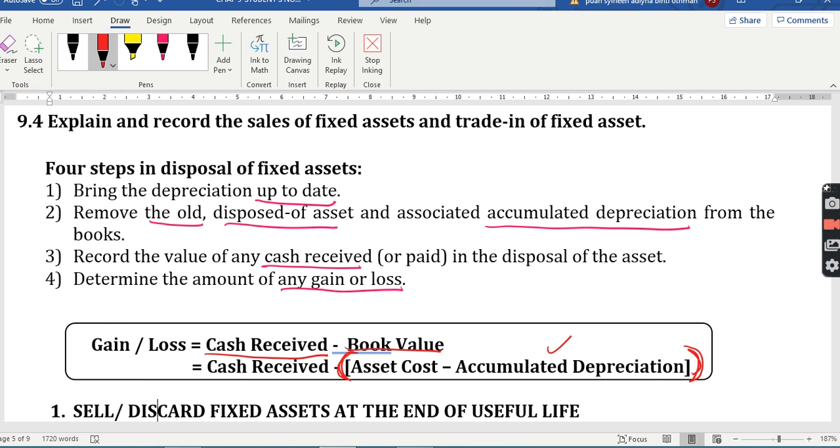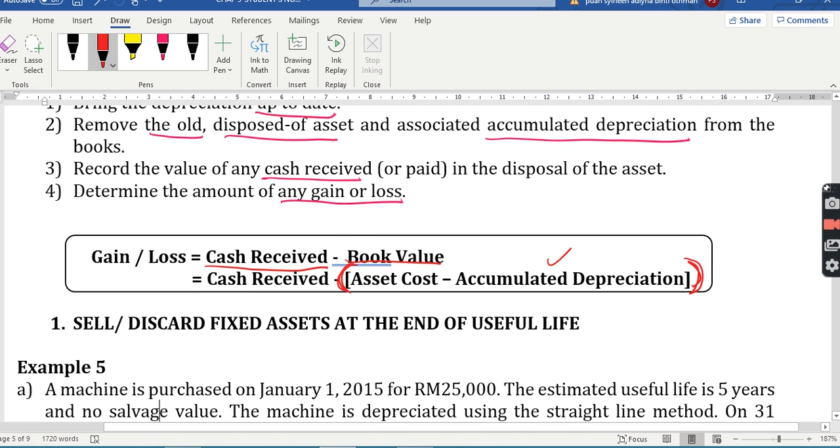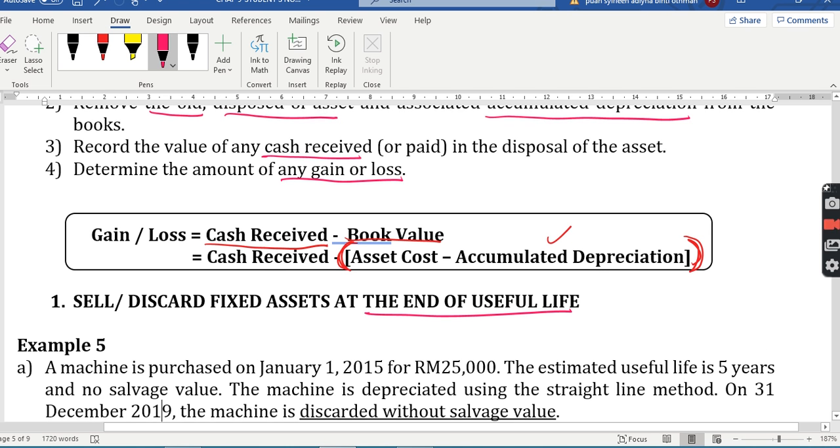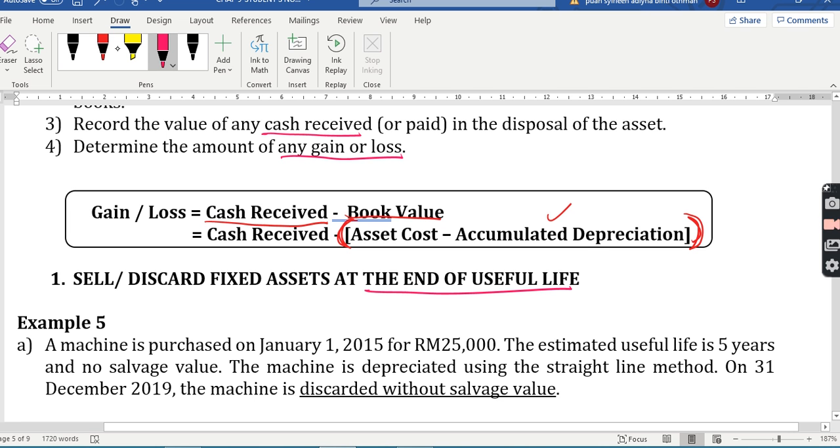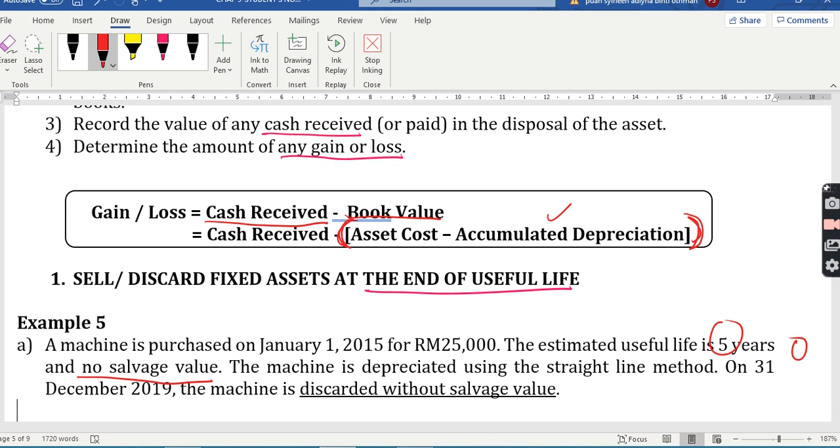Given the situation here, let's say we are selling or discarding the fixed asset at the end of the useful life. At the end of the useful life, the asset is left with only the salvage value. But in this example 5, the estimated useful life for this asset is 5 years and there is no salvage value. So the book value of the asset is 0. The asset was fully depreciated, which means it is depreciated the same amount as the cost of it. The cost of the asset is 25,000.